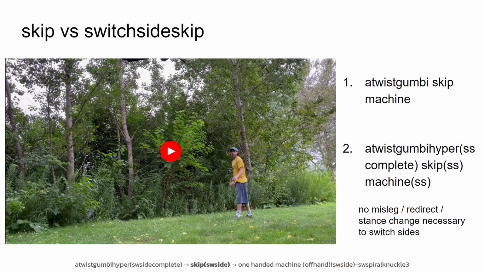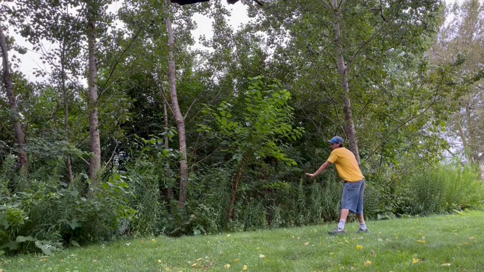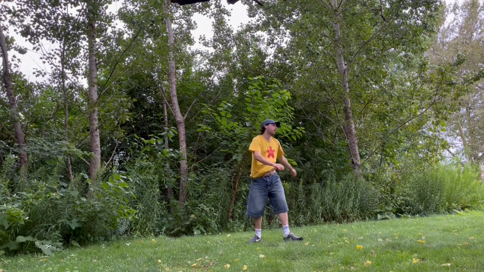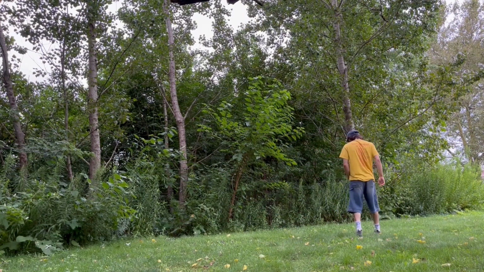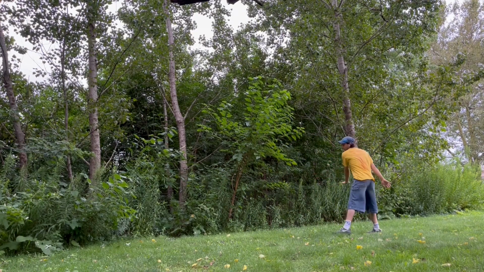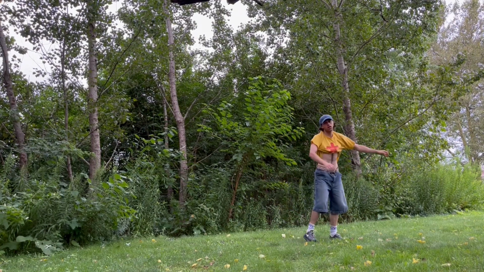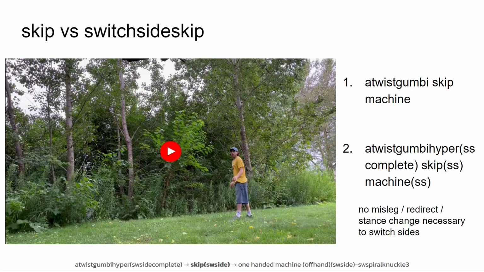Moving on to the next part of the trick, we can put this concept to practice by looking at Atwistgumbi skip machine versus Atwistgumbi hyper switch side complete skip machine. So here's Atwistgumbi skip machine on the normal side, all twisting left. And then we have Atwistgumbi hyper switch side complete skip machine. And you know it is a switch side complete because the skip and the machine are both twisting right.